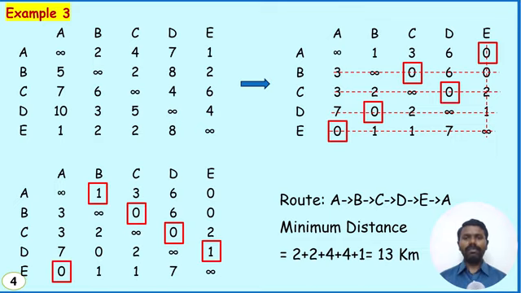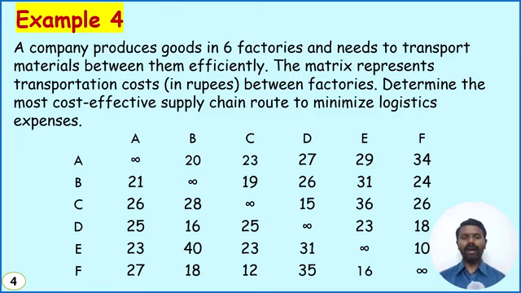So let us see one more problem. The fourth problem says a company produces goods in 6 factories and needs to transport material between them efficiently. The matrix represents transportation cost in rupees between factories. Determine the most cost effective supply chain route to minimize logistic expenses. Here this matrix is a 6 by 6 matrix. Here also we need to minimize the cost. So how to solve this problem?